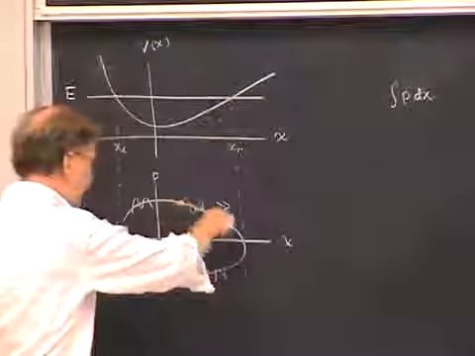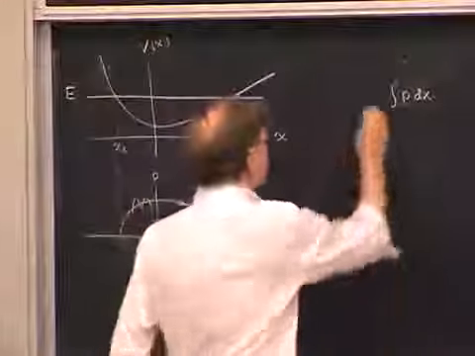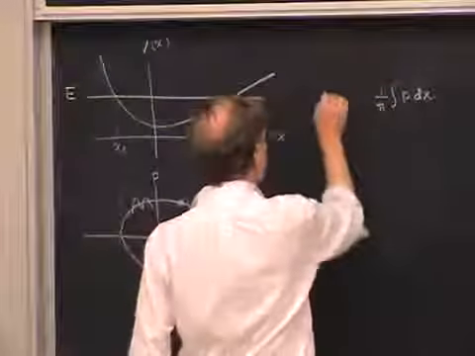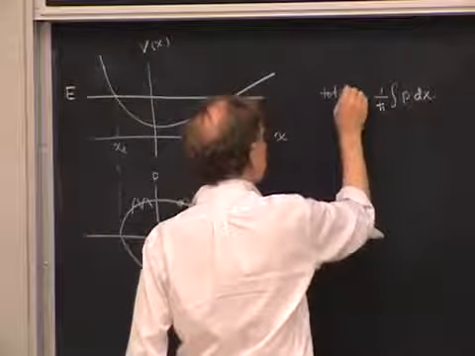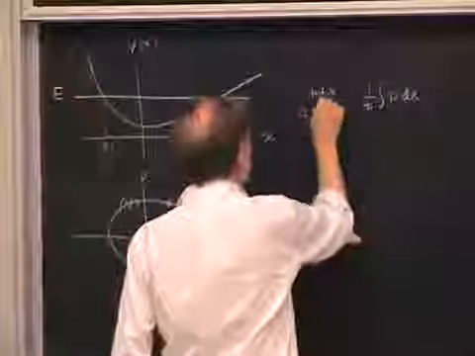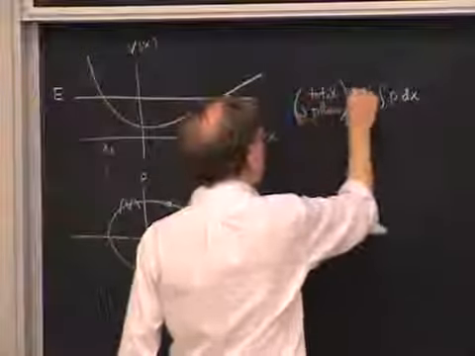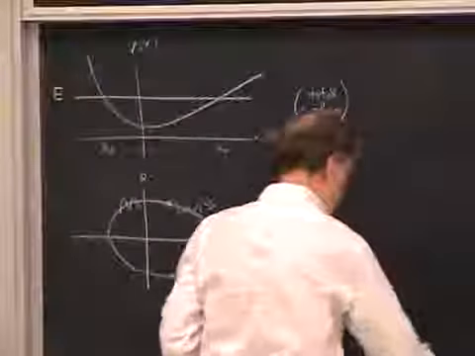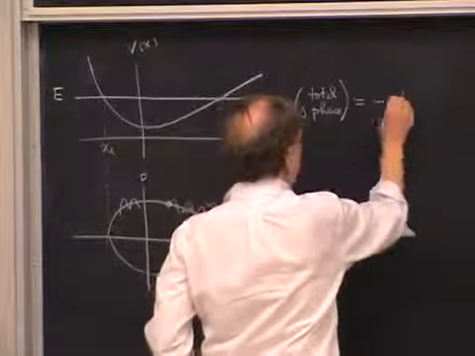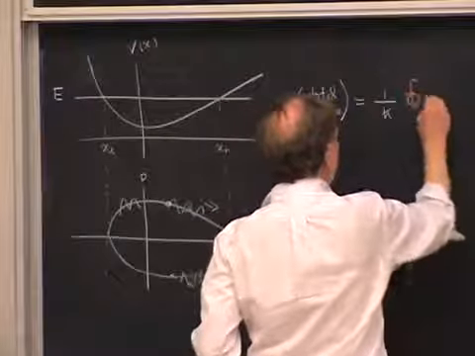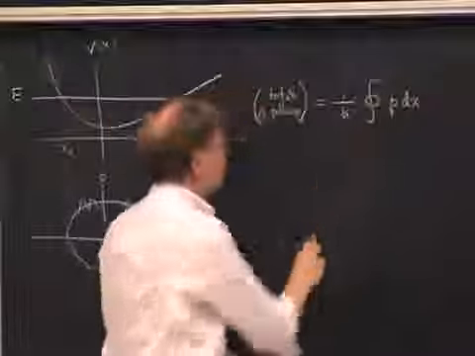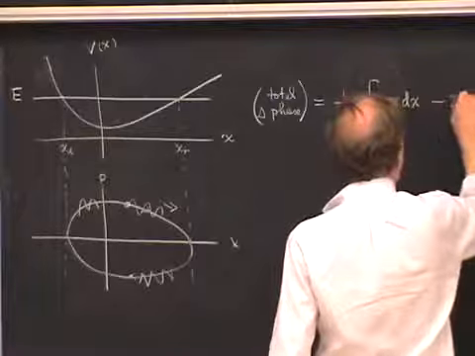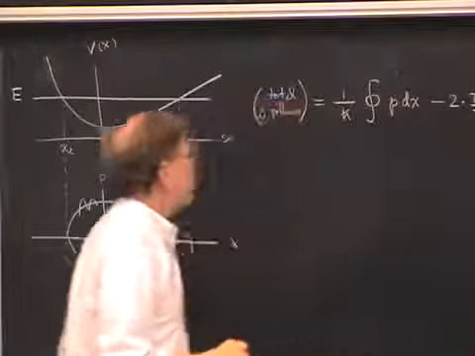So what is the total phase going around the orbit? Actually, the phase is the integral of p dx over h bar. So the total change in the phase relative to the initial position is equal to 1 over h bar times the integral around the entire loop of p dx. That's the accumulated action function S. But then we have to subtract twice pi over 2 because of the two turning points.